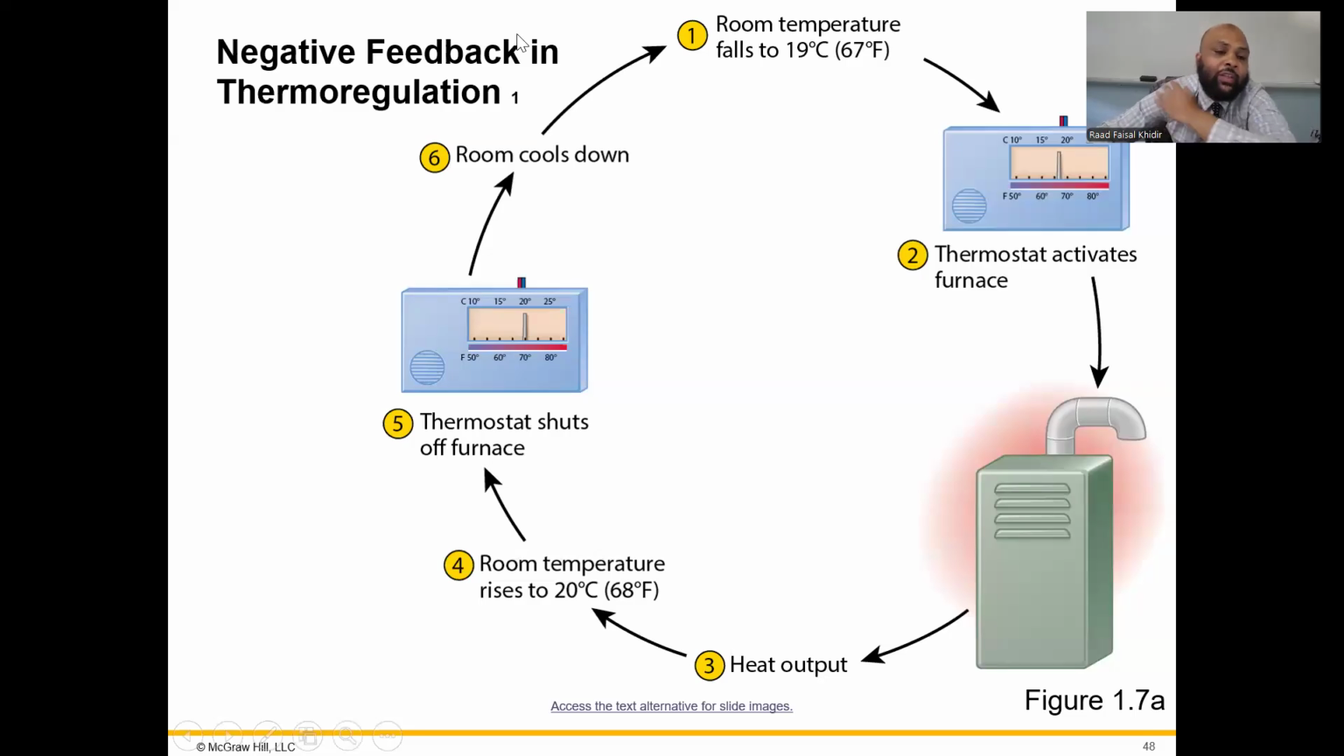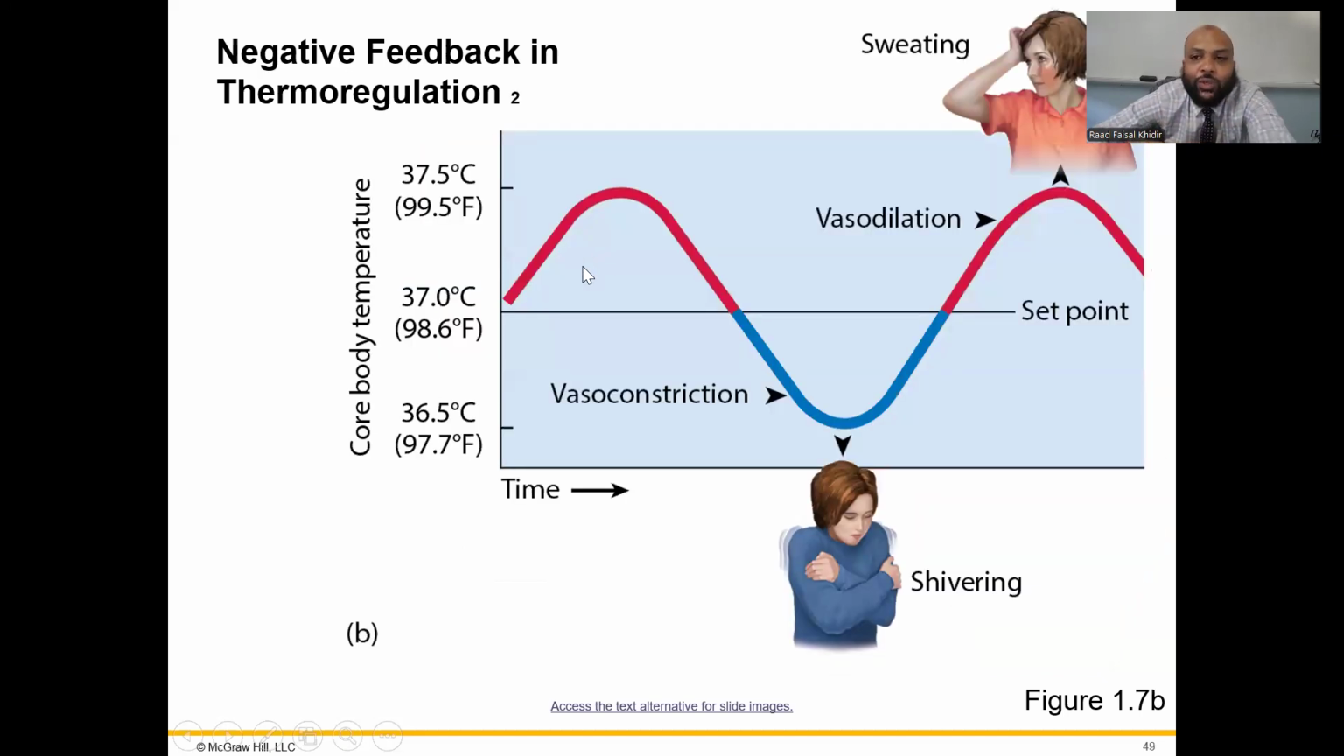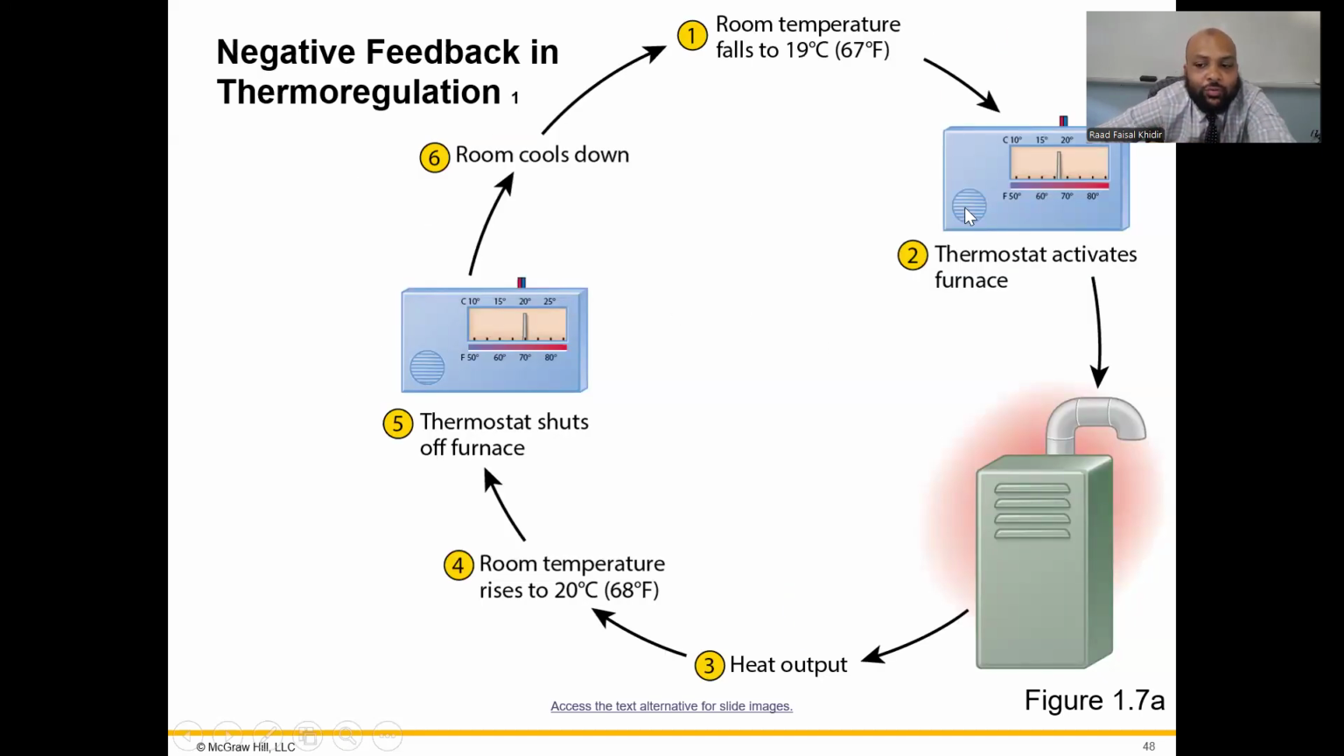Here the book is really nice because it gives you an example beginning from very far. So in your house, if the room temperature falls to 19 degrees Celsius, what is that an example of? Hyperthermia or hypothermia? Hypothermia. So the thermostat detects that, and after it detects it, it integrates and sends an output to the effector.